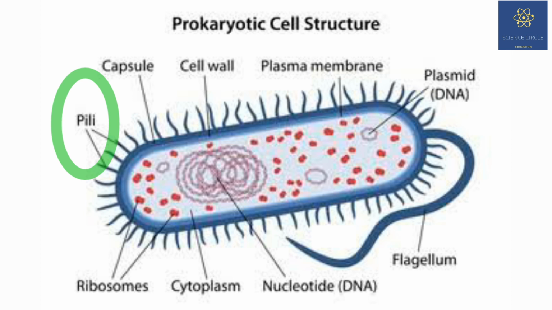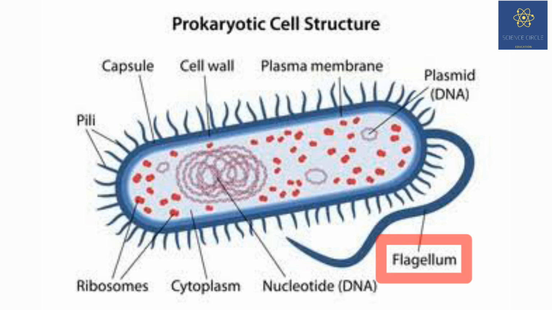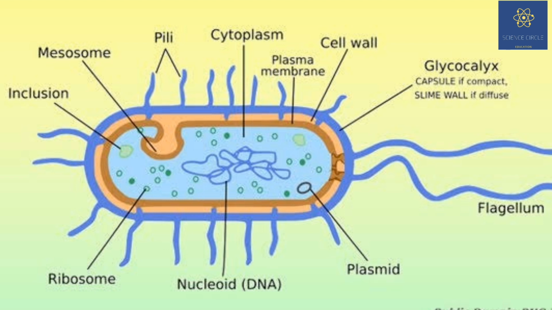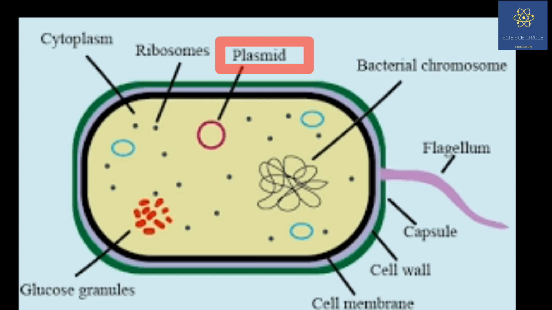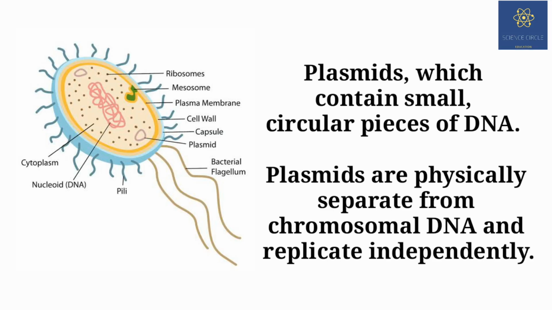Now we will see a separate type of structure, that is the hair-like outgrowth, which remains attached to the surface of the bacterial cells. Other than that, sometimes we can see a long whip-like structure which helps in the locomotion of the cell, known as flagella. Ribosomes are also present here, which are involved in protein synthesis. Other than that, we have plasmids, which are non-chromosomal DNA structures, not involved in reproduction.